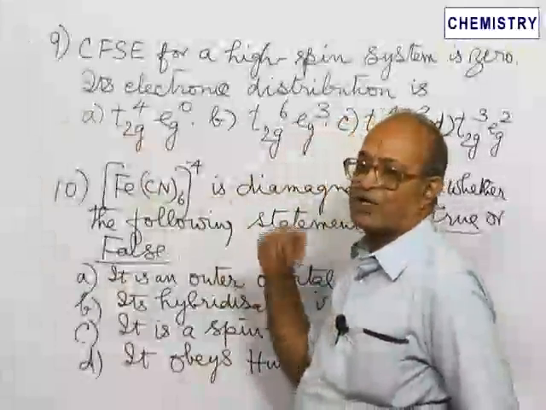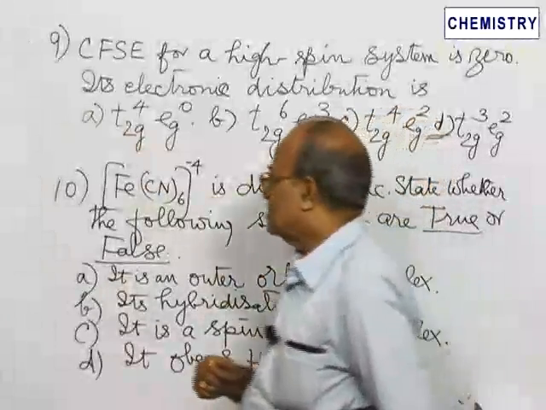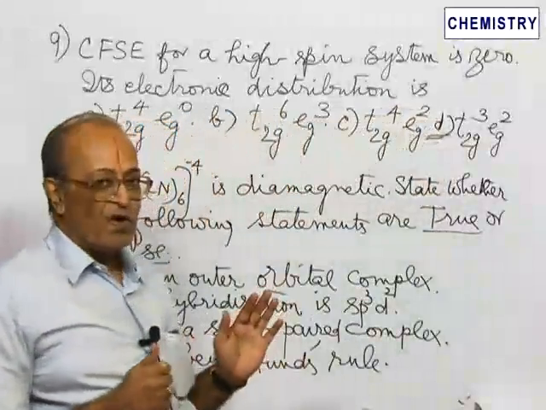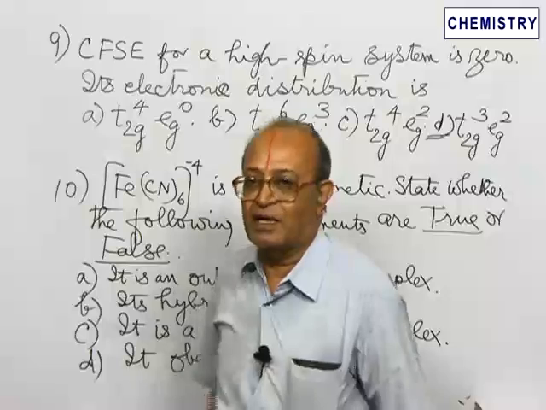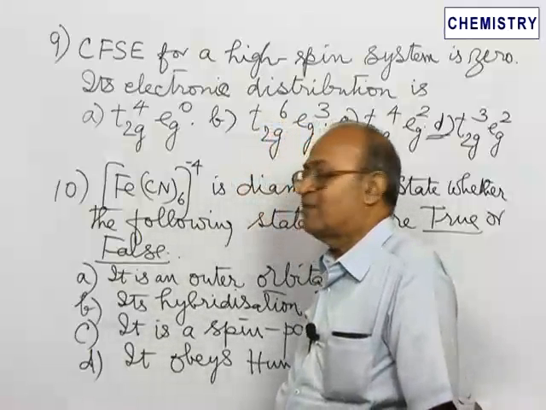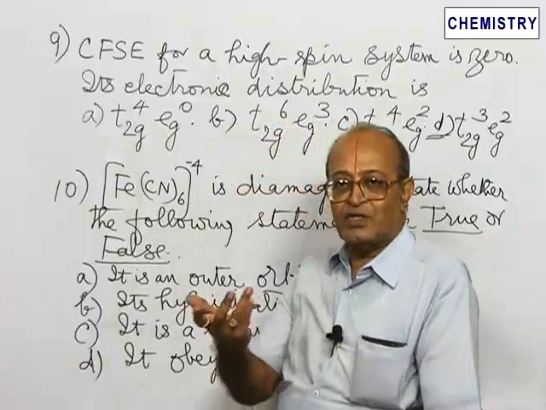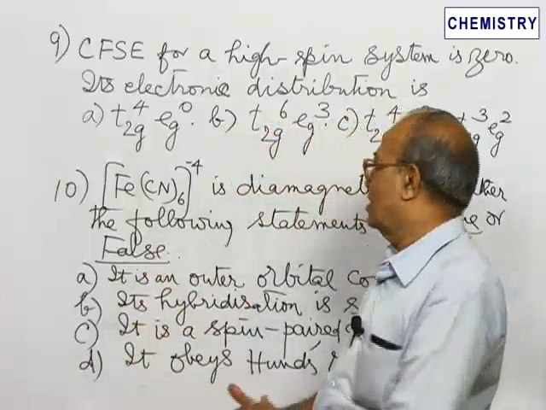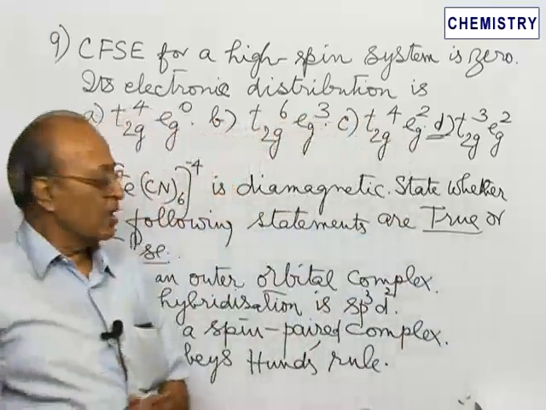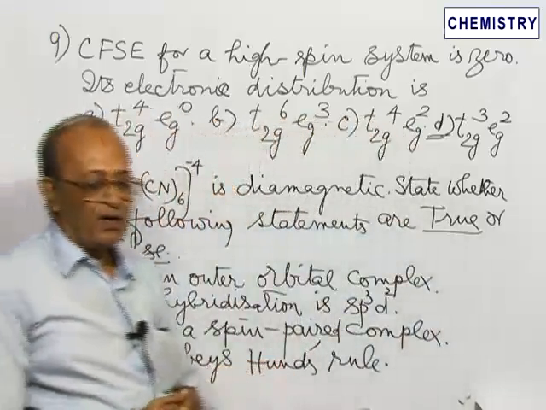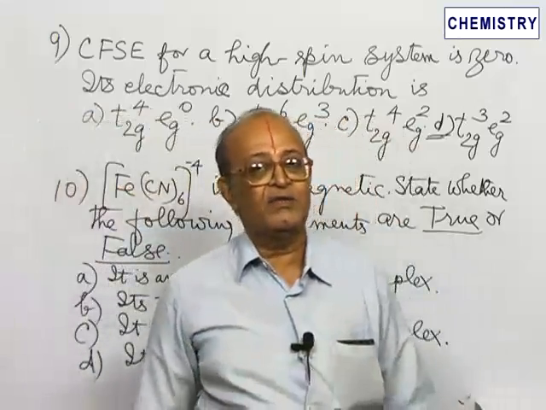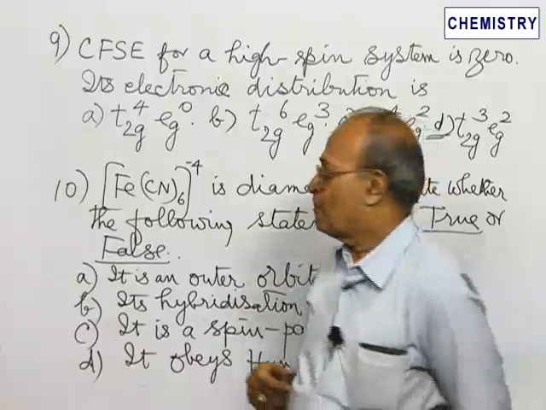Consider this complex ion. He says [Fe(CN)6]4- is diamagnetic. Since it is given as diamagnetic, naturally there is no unpaired electron. All right. Four options are given, and of these four options, which is true and which is false?